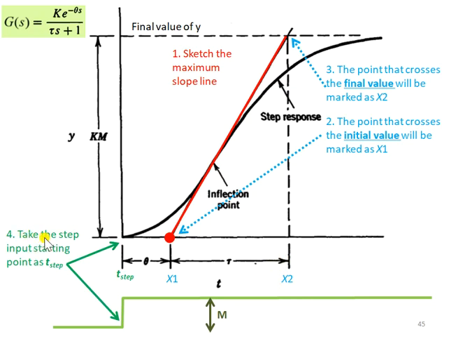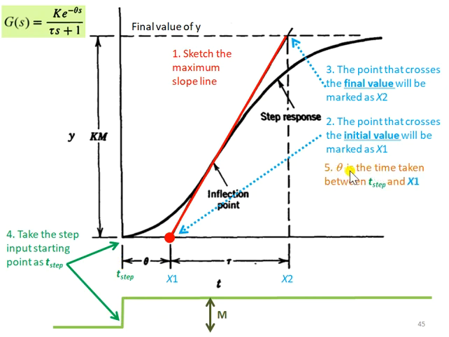The next step is to take the step input starting point as t step. So if we look at this step input, the step input starts here, which causes the response to increase in the following time. Therefore, we need to label the initial point where the step input initiated as the t step.